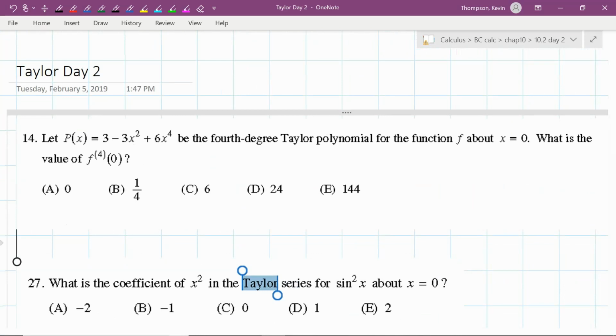Here's P of x. P of x is 3 minus 3x squared plus 6x to the fourth. That is a fourth degree Taylor polynomial, centered at 0. We should have probably seen that, because otherwise I would have seen an x minus 3 quantity squared. I don't see that. They're telling me information that's really unnecessary; I would have assumed it. But then here's the question. What is the value of the fourth derivative at 0?